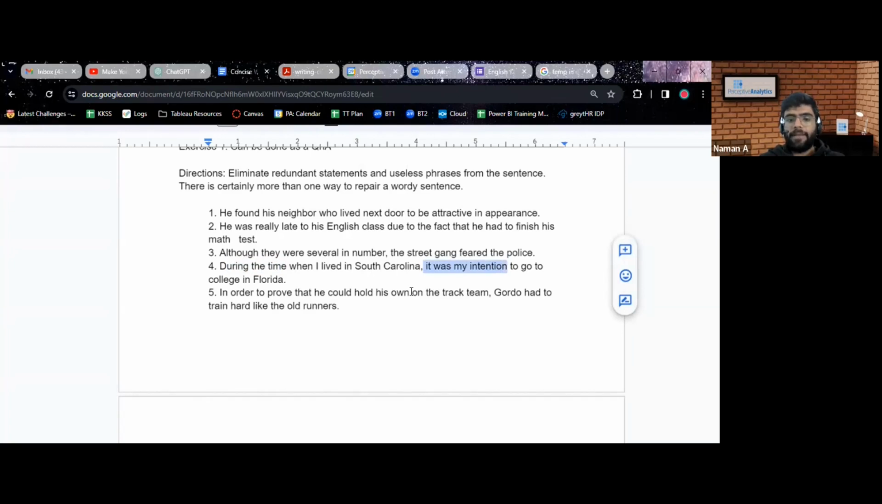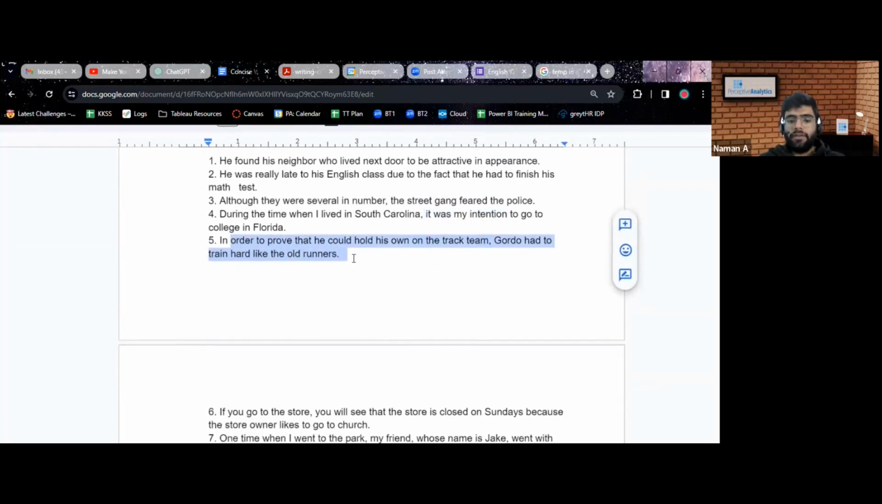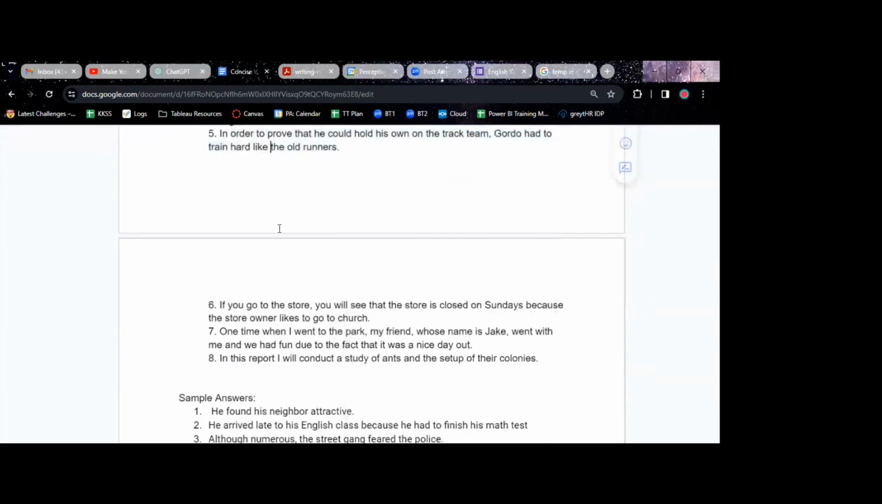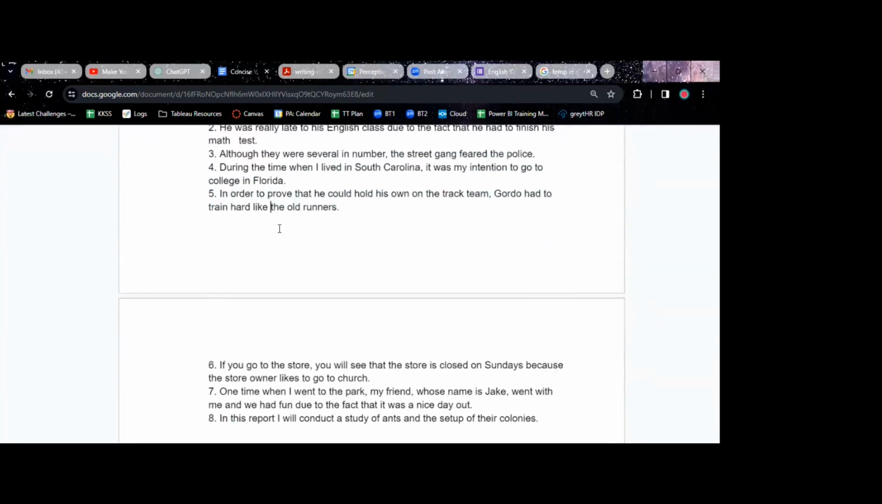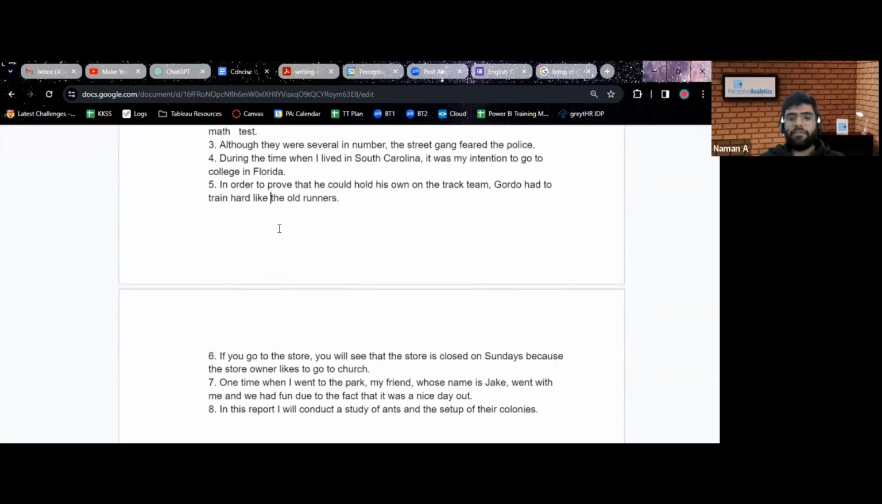Any other ideas? Okay, we can go to the next one then. In order to prove he could hold his own on the track team, Gordo had to train like the old runners. I think "in order to" is redundant, just "to prove" should suffice. So just to prove that he could hold his own on the track team, Gordo had to train. Yes, and maybe here, where we are talking about that he could hold his own on the track team, we can just say "prove himself." In order to prove himself.